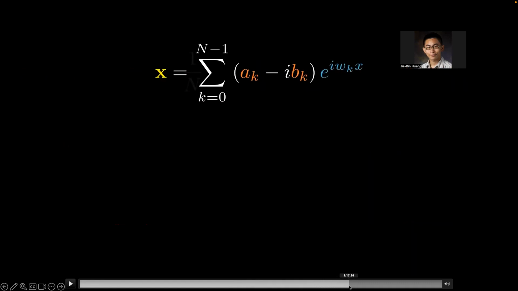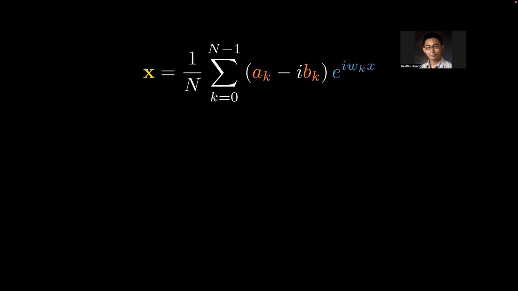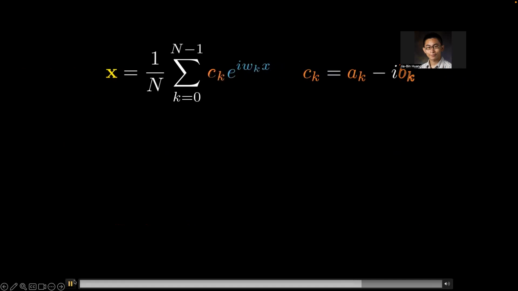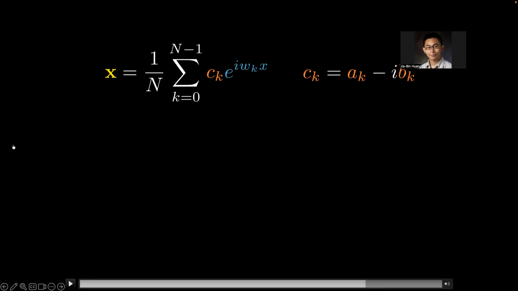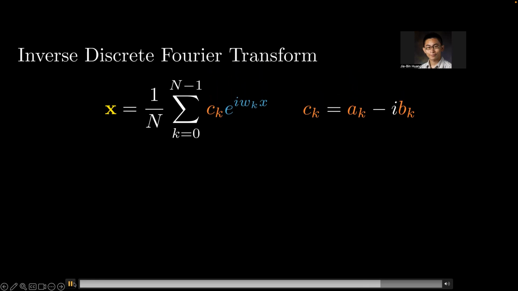Once you have this, you can represent any signal as a complex exponential on the right-hand side with coefficients, okay? A is minus B. This is where we arrive at a Fourier transform. Basically, the coefficient is just the complex number AK minus i BK, and you can represent that as CK, just a complex number. Okay, so this is called the inverse Fourier transform.